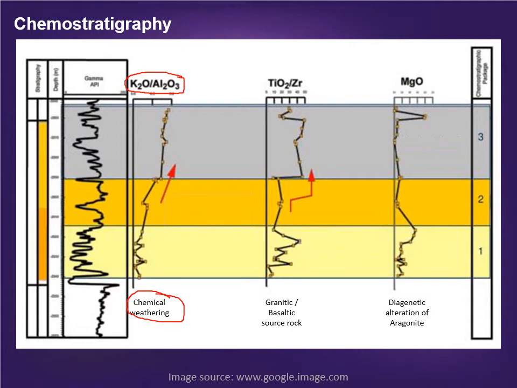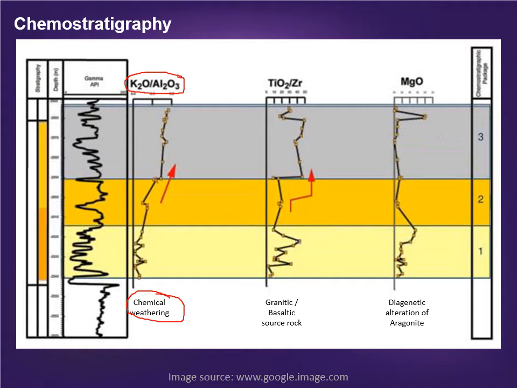So here you can see that in this gray color band or gray color layer, the K2O by Al2O3 ratio is much higher than in the yellow band and these light colored bands. So during the deposition of these gray color bands, chemical weathering was more intense than during the deposition of these two layers.